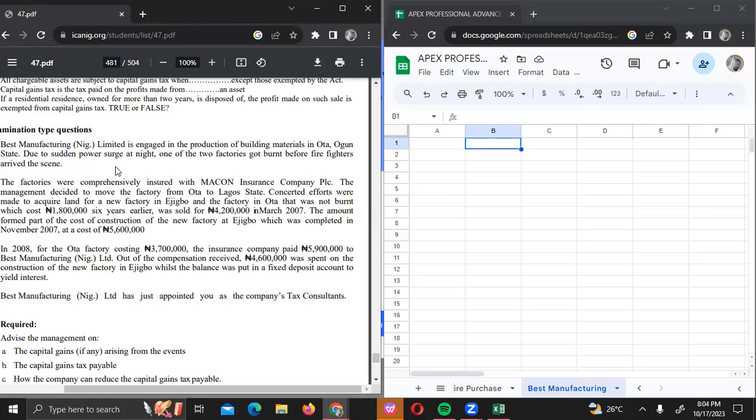So it means that the one that was not burnt, the money they got from that, they used to build a similar asset. Remember, it was a factory that was burnt. It was a factory they were selling, and it's a factory they are buying. So it is for the same purpose. That's why it qualifies for rollover relief. Do you understand? It was the same factory that got burnt that they were trying to build in another location. So it's the same class of asset and it is for the same purpose, right?